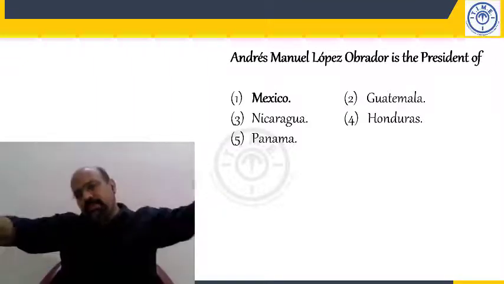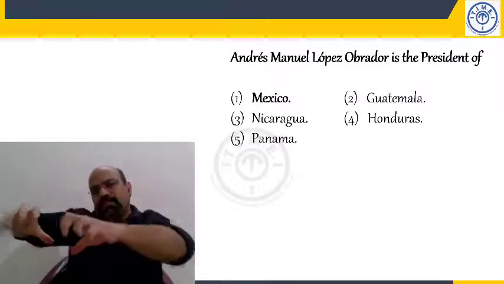This Panama is the last country in North America that connects with South America.